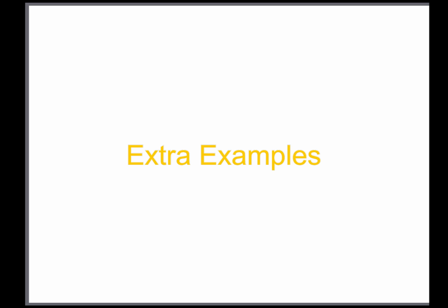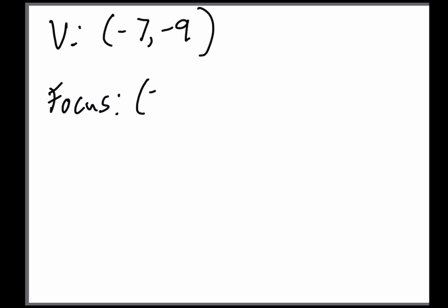So let's go with a vertex. We're going to write the equation here. We're going to get a vertex of (-7, -9), and we're going to give you a focus. We're going to do some fractions here: (-27/4, -9). That's okay. We're going to write the equation in vertex form. This is the equation we've been doing.